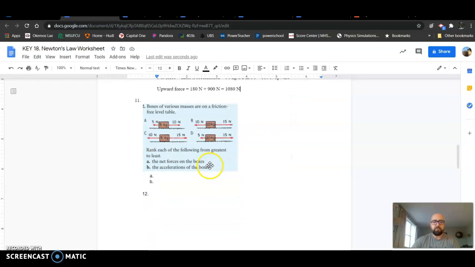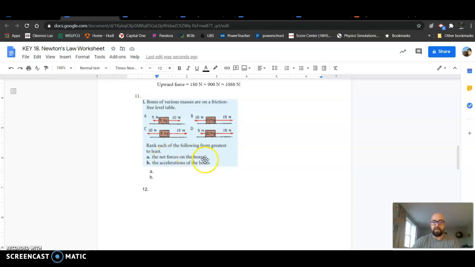Here I've got these masses on a friction-free table, so I rank them on net force. The way some of you answered this was kind of confusing for me to know if you did it right or not. So, I've got 5 to the right, 10 to the left, and each scenario has 1 to the left, 1 to the right. So you're really just subtracting those. So the net force, D is going to be the greatest because it's going to have a net force of 10 to the right, or positive 10.